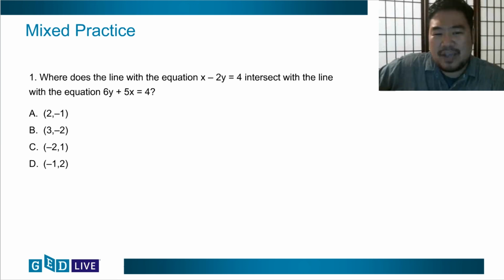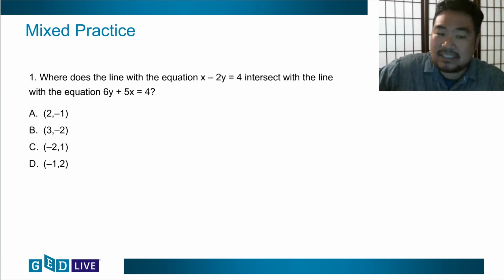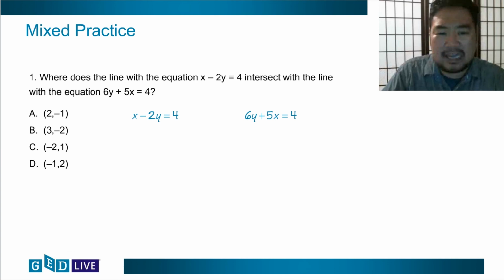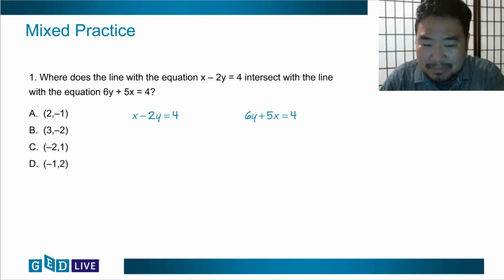Where does the line with the equation x minus 2y equals 4 intersect with the line with the equation 6y plus 5x is equal to 4? So we're looking for the point of intersection of these two lines. We have our two equations set up here. A lot of people will naturally gravitate towards elimination. Some people will naturally gravitate towards substitution. Some people may even gravitate towards making a T-chart and drawing out points to see which of those points lists out where the point of intersection would be.